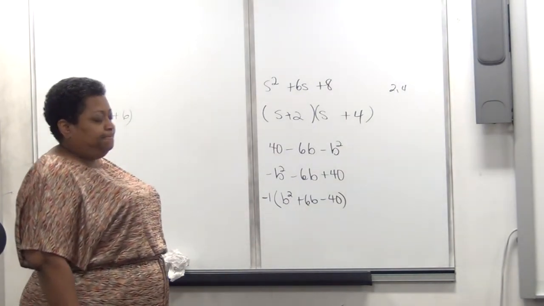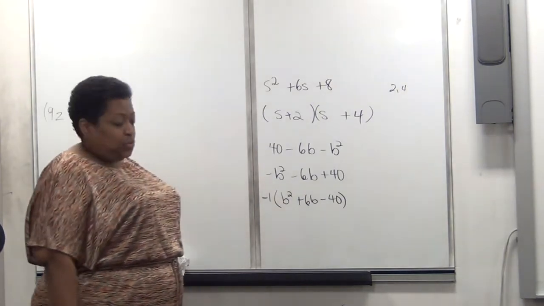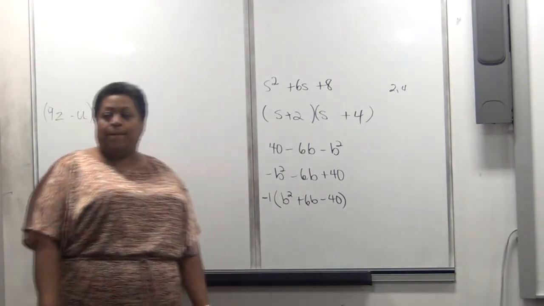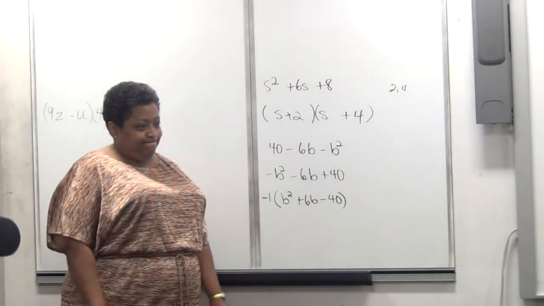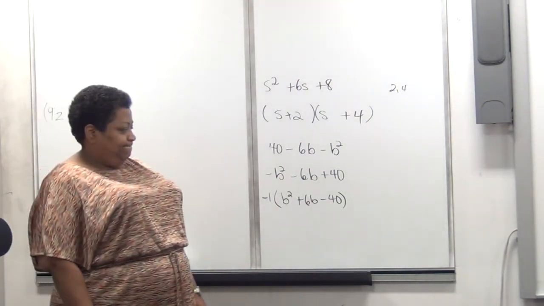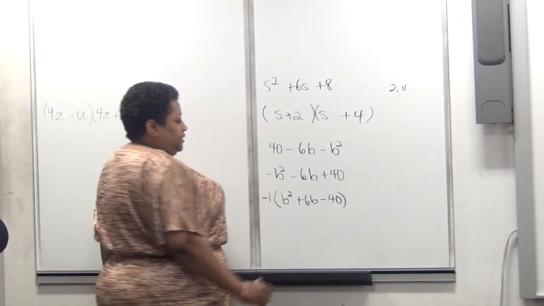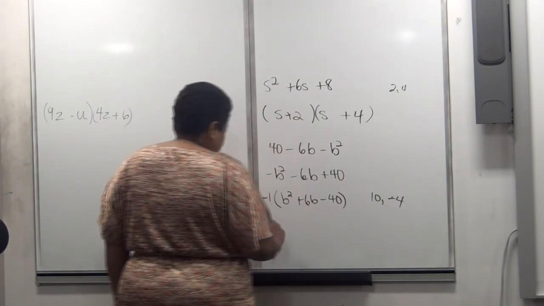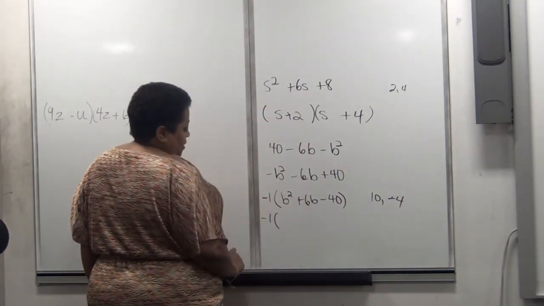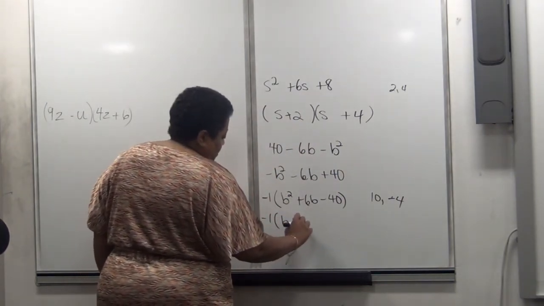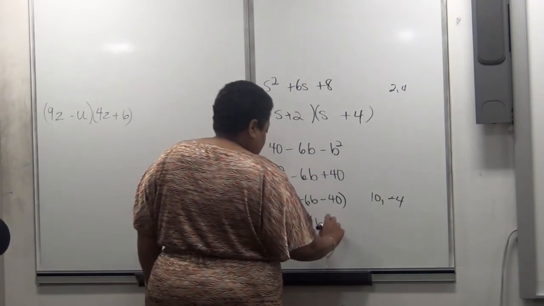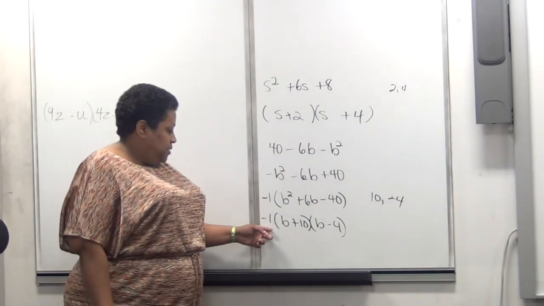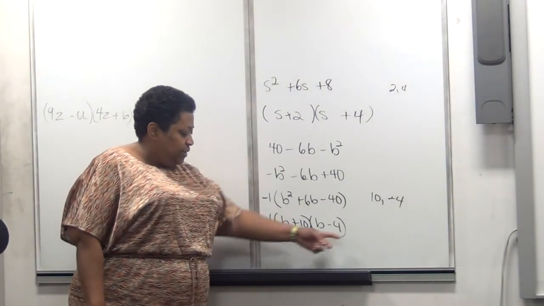It's -10 and -2. You sure? You want a plus 6. A positive 10 and -4. So we still have this -1 on the outside. So that's going to be negative 1 times b plus 10, b minus 4. So you have to type all that in.